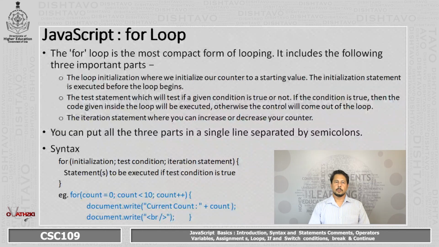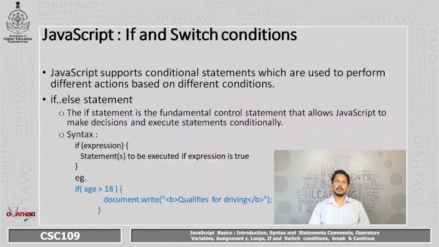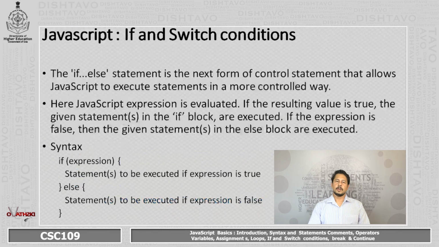We have the for loop, which has three parts: the initialization, the condition test, and the increment or decrement. This is very much similar to what we have in C, C++, and Java. We have the decision making statements like if and switch. The if statement evaluates an expression, and if this expression evaluates to true, it executes the part following the if. We have a modified version of if with the else statement.